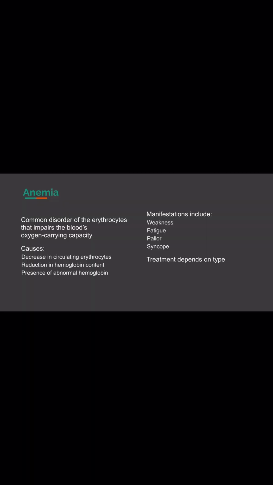So, anemia is a common disorder of erythrocytes that impair the blood's oxygen carrying capacity. This can be caused by three things: either a decrease in circulating erythrocytes, reduction in hemoglobin content, or the presence of abnormal hemoglobin. This is manifested in weakness, fatigue, pallor, or syncope, and the treatment really depends on what type of anemia that you have.